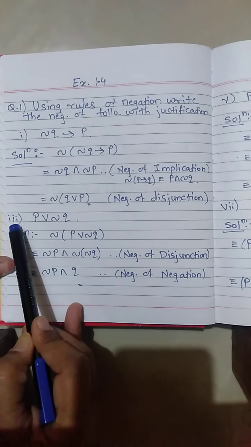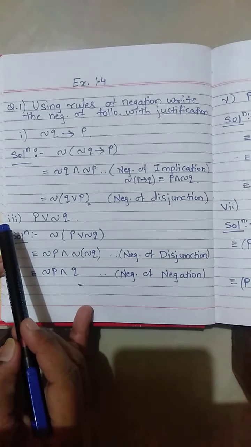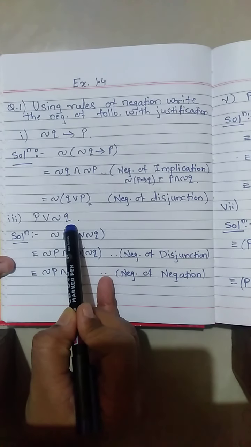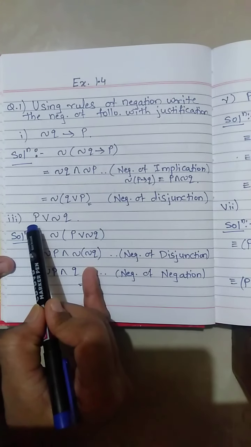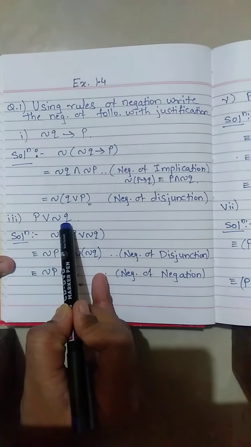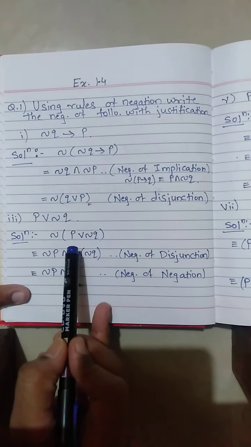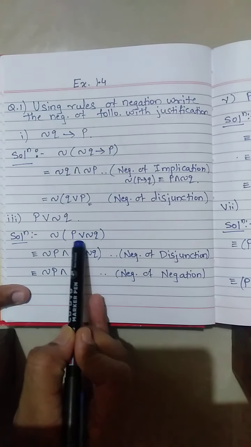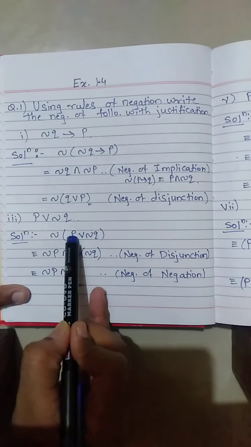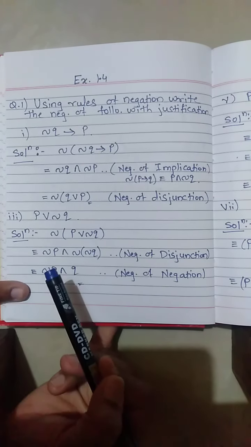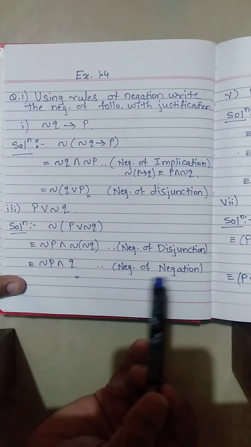Similarly, the second problem, check here, which is the third problem of your exercise. I have written P and negation of Q. Find the negation of the statement P and negation of Q. So negation of P or negation of Q. What is the middle connective here? The middle connective is or, which is a disjunction. So we have the rule for disjunction. We saw it in De Morgan's law.